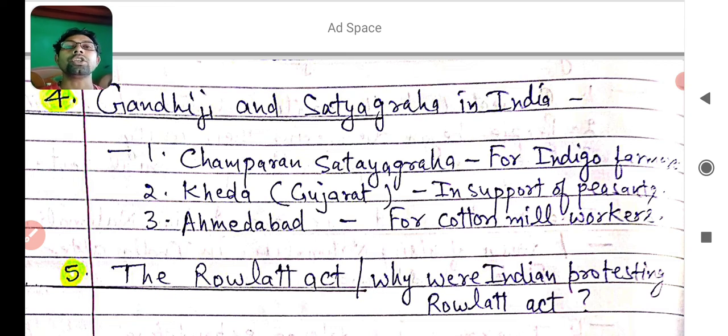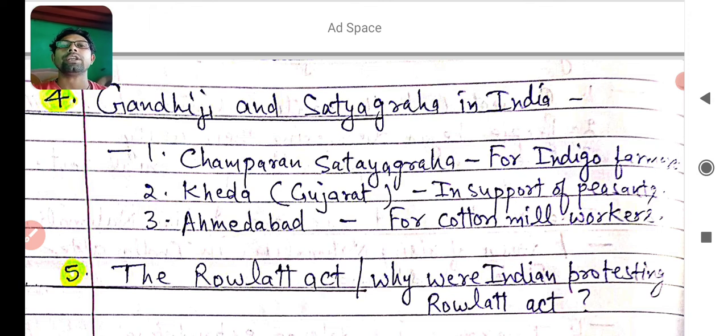Second, Gandhiji started the next satyagraha in Kheda, Gujarat, in support of peasants, because the peasants of Kheda, Gujarat, were saying that due to the destruction of crops, they were not able to pay revenue. So their revenue should be fixed or refixed. I hope you learned the second point also.